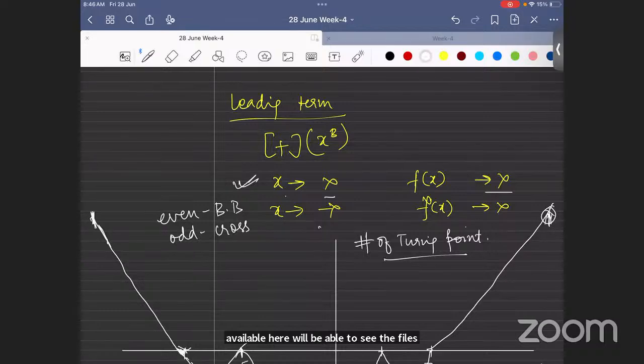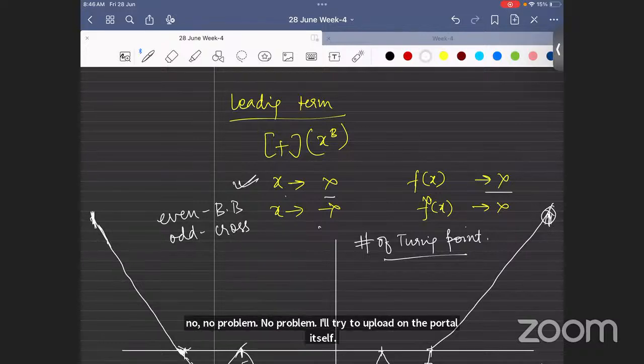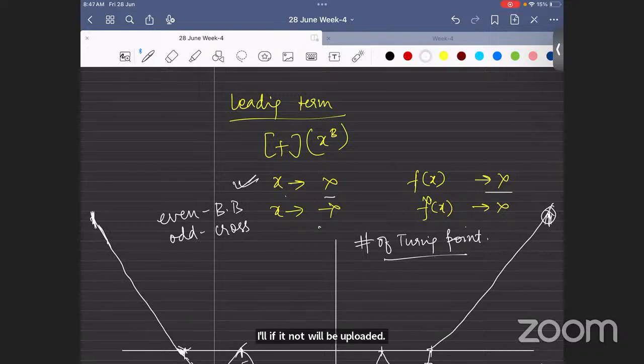We will share it. There are many such groups, no problem. No problem. I'll try to upload it on the portal itself. If it is not uploaded, I'll share it in the next session. So don't worry. We'll let you know. Before the next session, for sure it will be on the portal, whatever the session that I've taken. Is it clear to everyone? Yes, sir, clear.